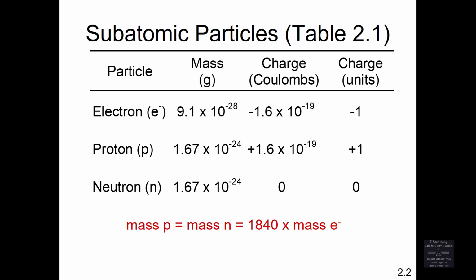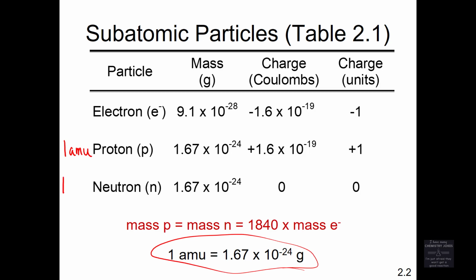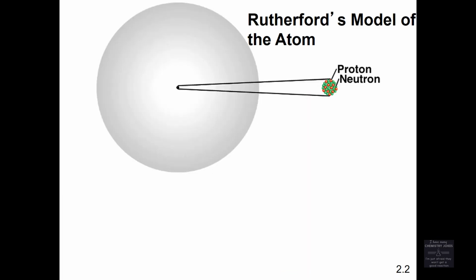Because protons and neutron masses are the same, we actually use a different unit to talk about their mass sometimes. So we can say a proton has the mass of 1 AMU, where AMU stands for atomic mass unit. So 1 AMU is equal to 1.67 times 10 to... Oh, look, a neutron is also 1 AMU. An electron is not 1 AMU. Electron is tiny.